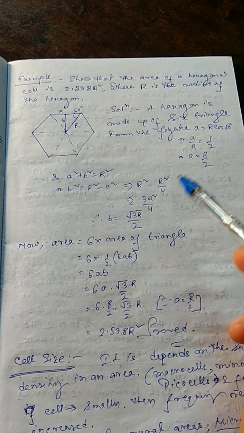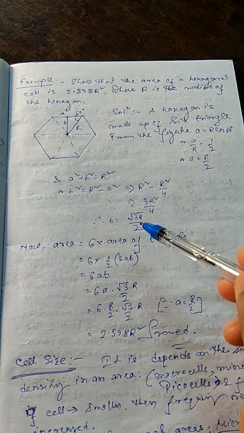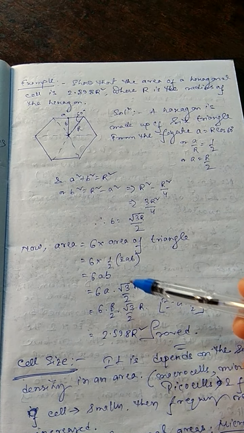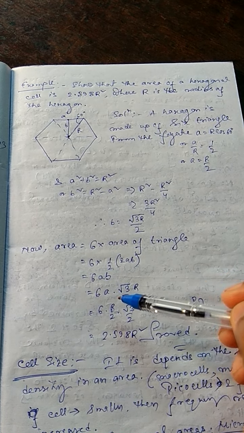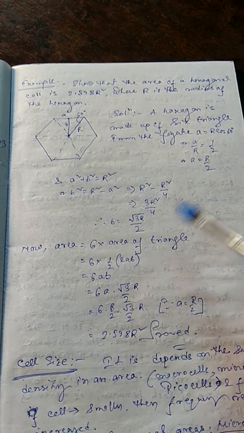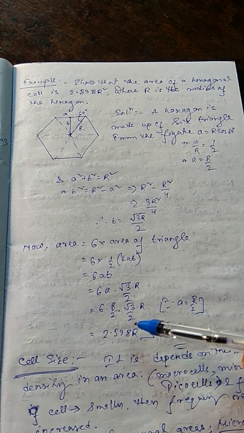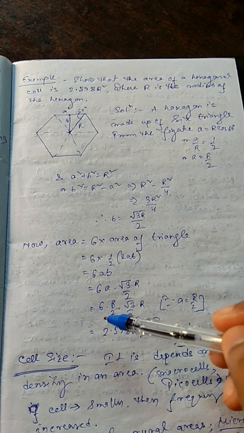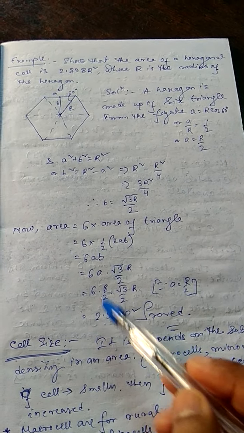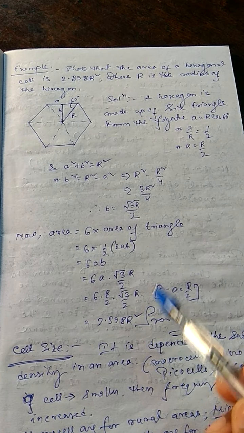Again we know that a equals r by 2, and b equals root 3 r by 2. Now if we substitute the value of b here, then 6 into a into root 3 r by 2. If we put the value of a here, then 6 into r by 2 into root 3 by 2 into r. Now if we calculate that numerical problem, it equals 2.598 r square, hence it is proved.